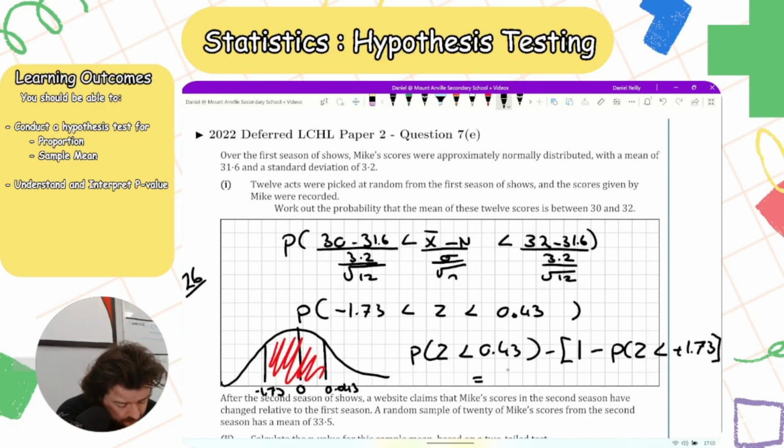This will be equal to 0.6664 minus 1 minus, score that, going to be minus 0.0418, which is equal to 0.6246. That's it there.